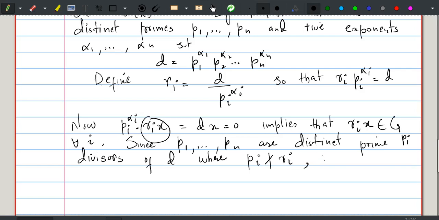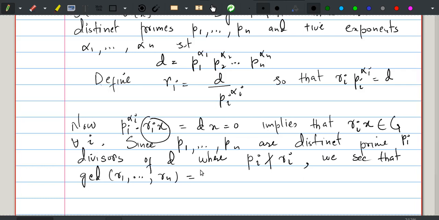So this means we see that these r_i's are relatively prime. We see that the GCD of r1 through rn is 1. So this follows from the definition of r_i.